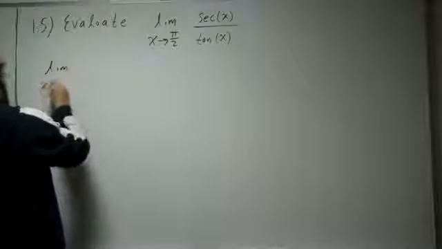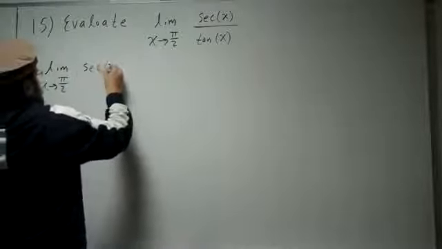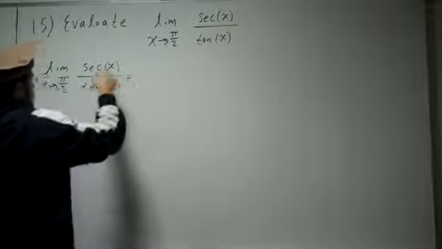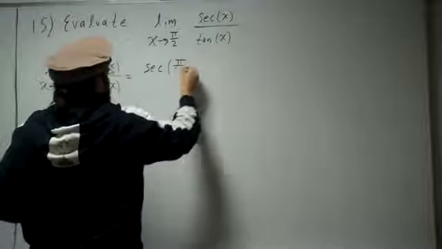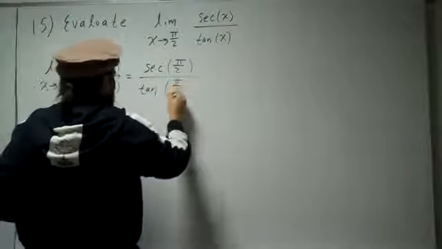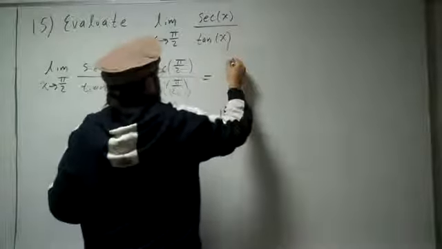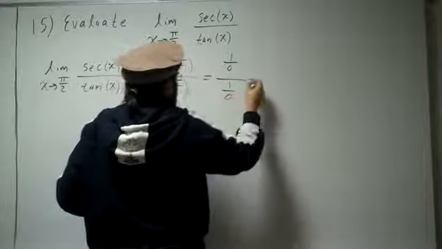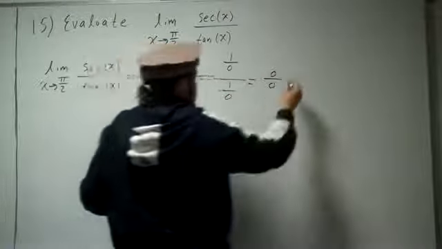Rewriting this, and then I'm going to plug it in. Alright, so I plug in pi over 2 for x. I'm going to get secant pi over 2 divided by tangent of pi over 2. But secant of pi over 2 is 1 over 0, and tangent of pi over 2 is also 1 over 0. So what do we get? We get 0 over 0, and that is undefined.